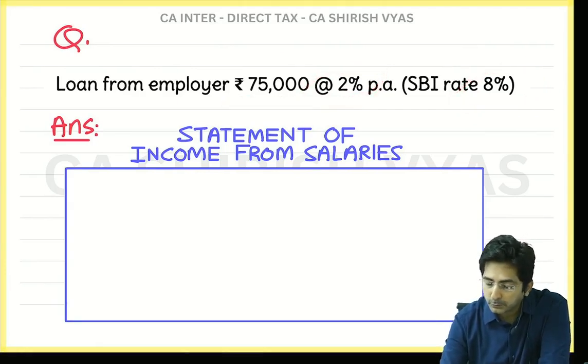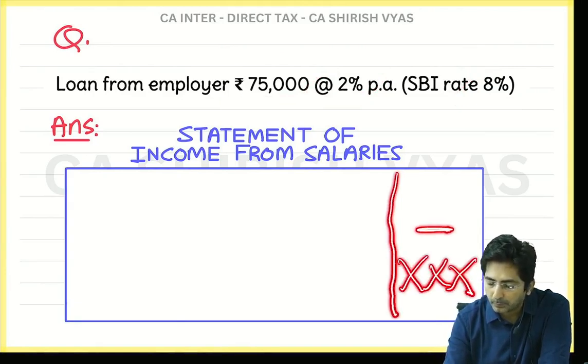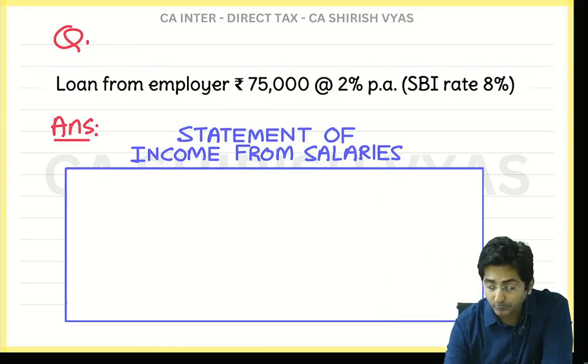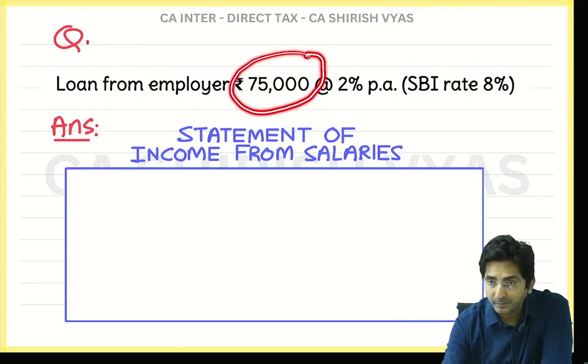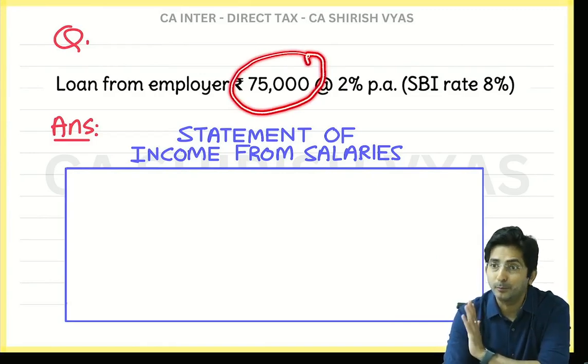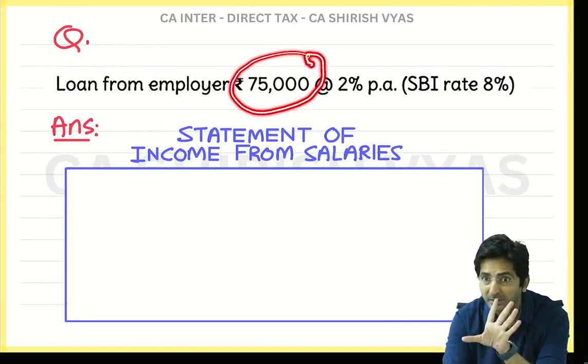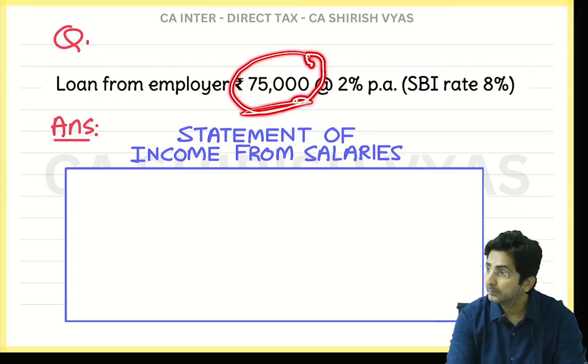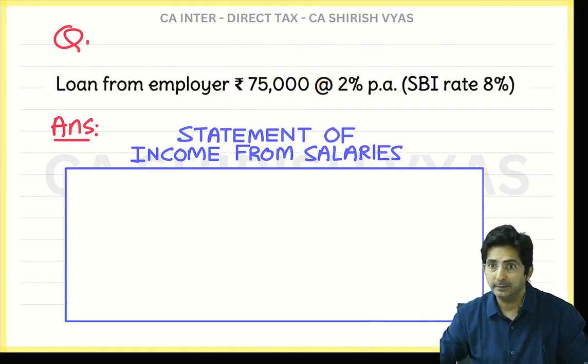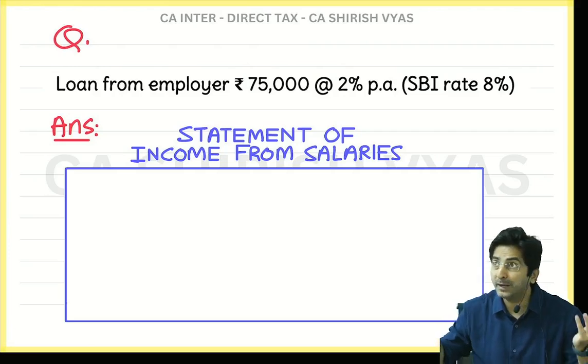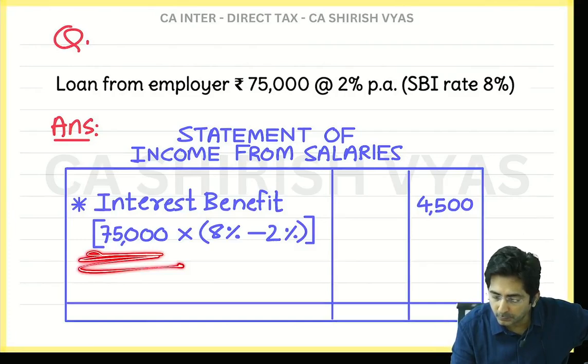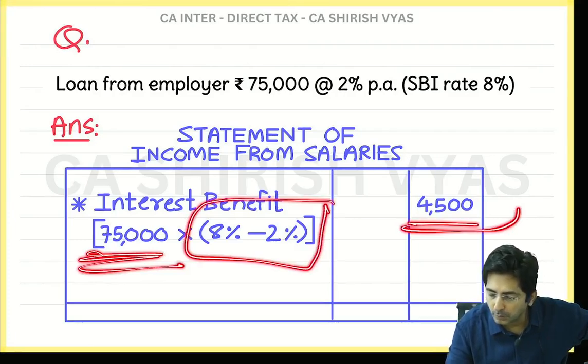But then my question is, should I put a dash or should I write the amount? Now you have to see the loan amount. You don't have to write the loan amount, but you have to see it. Loan amount is greater than 20,000, so it is not a small loan, not a petty loan. It is a good amount of loan on which you are enjoying the interest benefit, taxable. 75,000 into that 6%, 4,500 in the outer column.